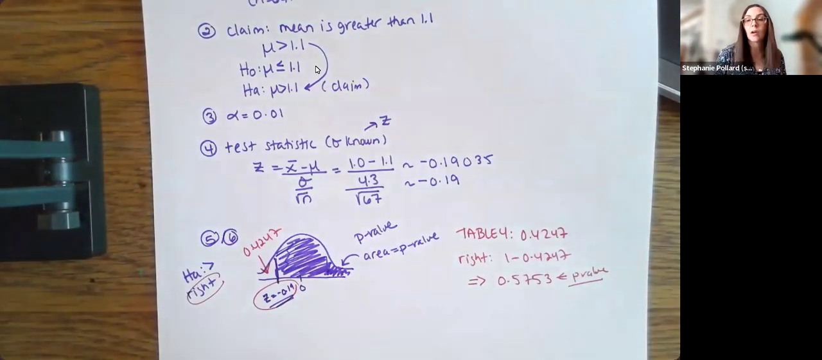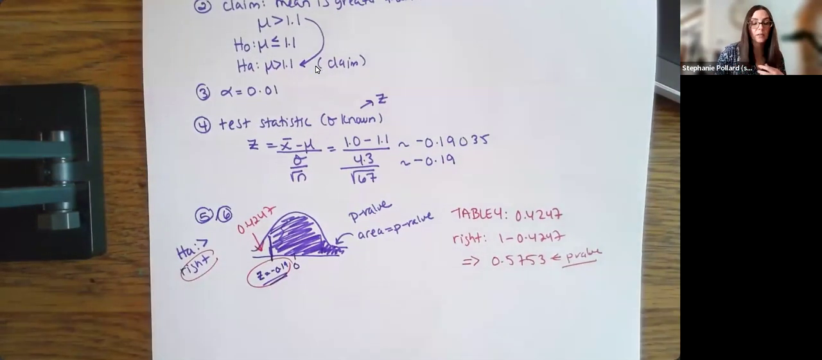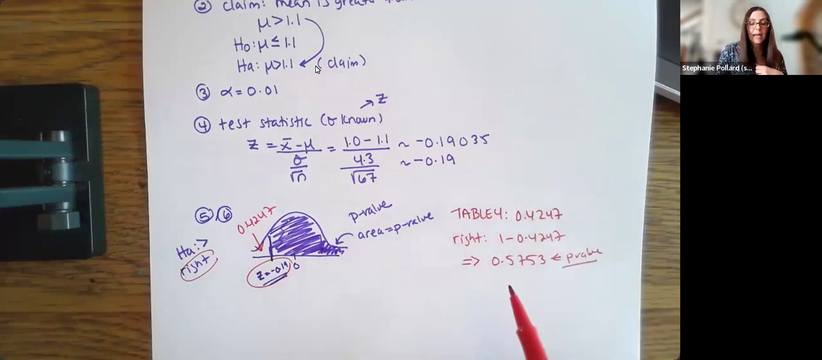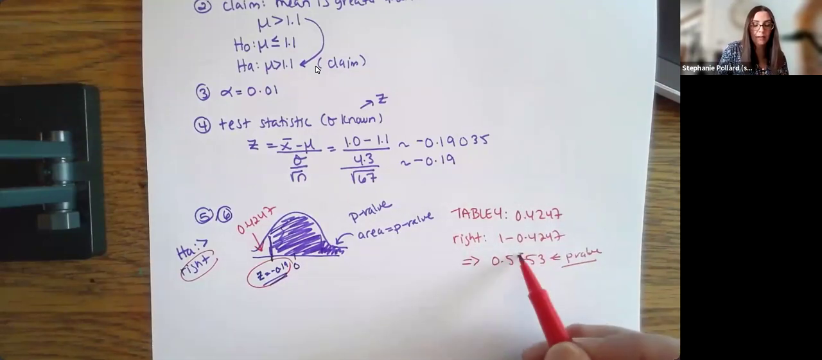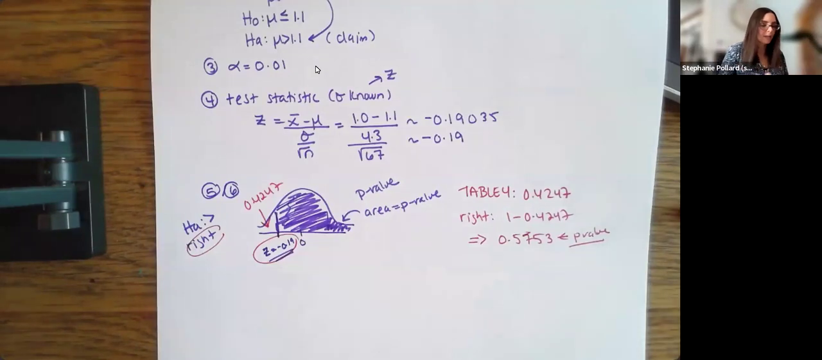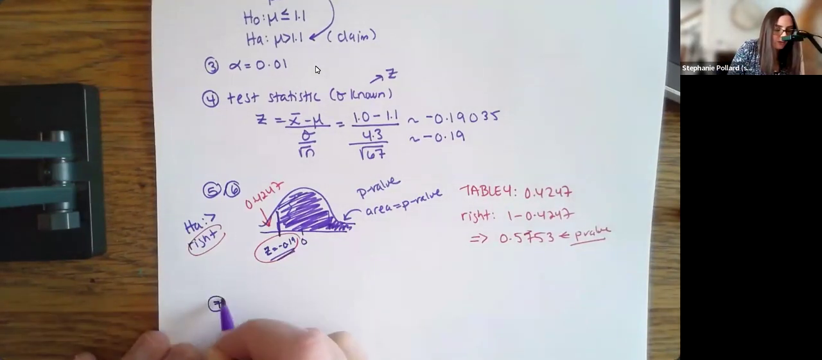And again, if you're using technology, you have a very similar process. So again, watching out for area to the right here with subtracting from 1, and you should also have about the same p-value. Maybe with tech, you may be a little bit off, but it should be very, very close. All right, our next step here is to compare our p-value with our alpha.